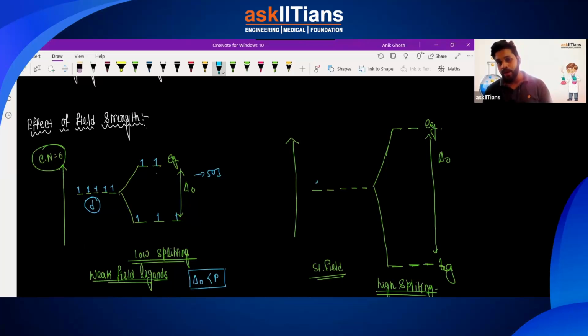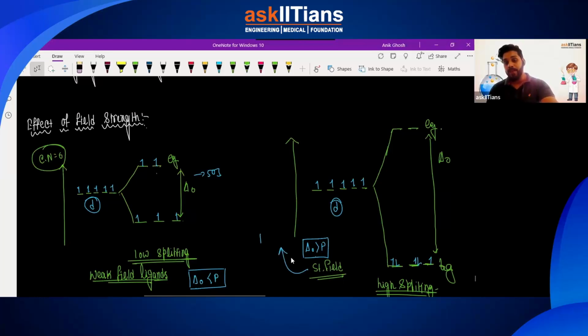But when you are dealing with a strong field complex, you put 1, 2, 3, but to make the fourth electron jump over here, you need a huge amount of energy because the splitting is very, very high. So here the splitting is much higher than the pairing energy. As a result, you start pairing them up. That's why, in the presence of strong field ligands, we see pairing happening.